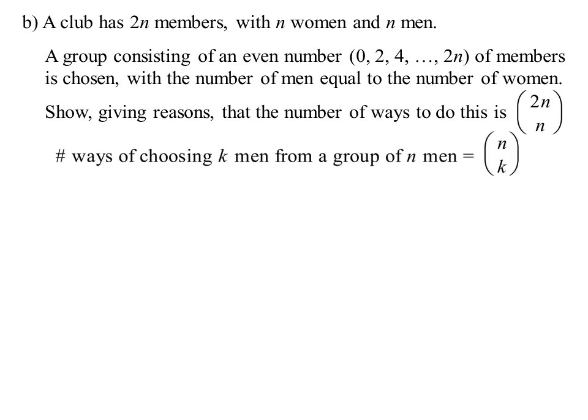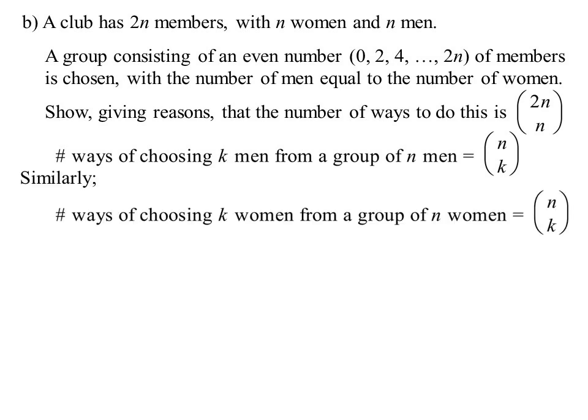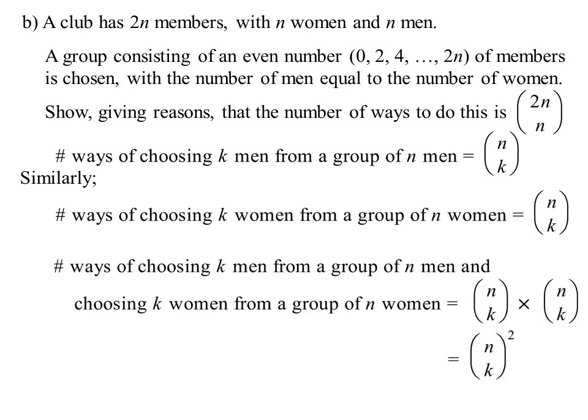Well, the number of ways of choosing k men from a group of n men. A club has 2n members, n women, n men. So if I just want a group with k men, how do I get them? Well, from the n men, I choose k. But similarly, I could do that with the women as well. So the number of ways of choosing k men and k women from a group of n men and n women must be those two things multiplied together, which is nCk squared.